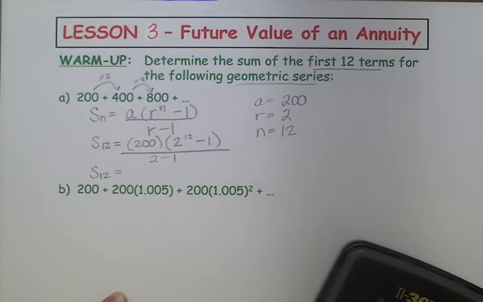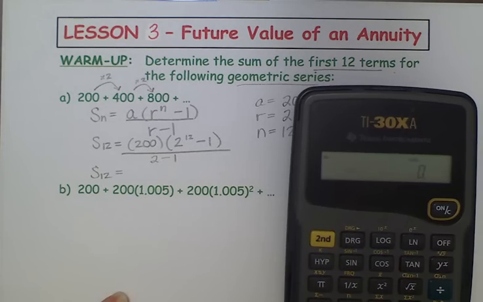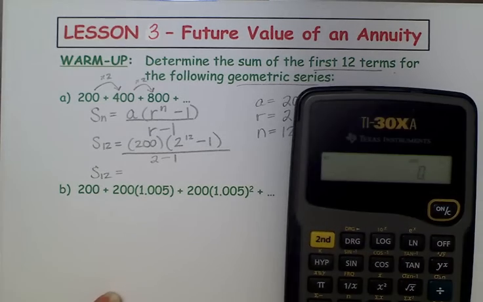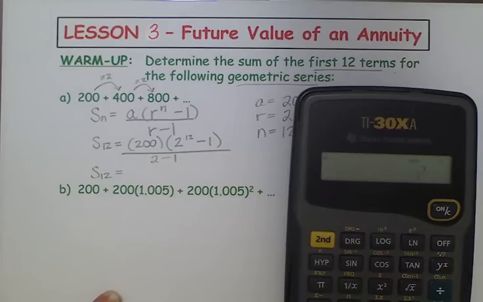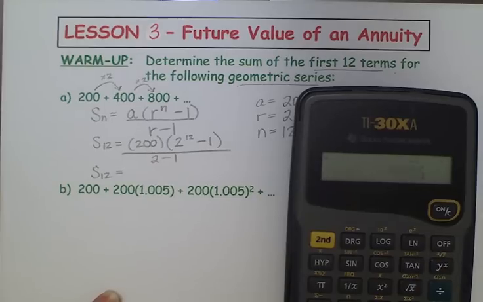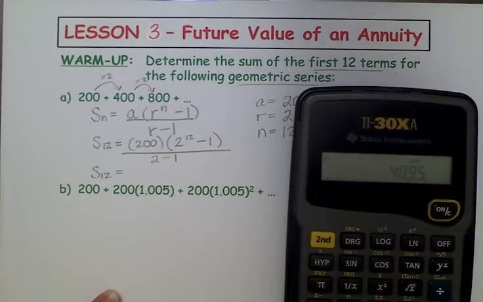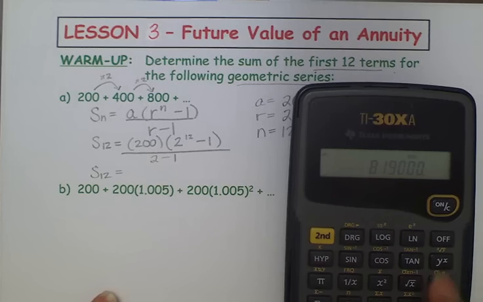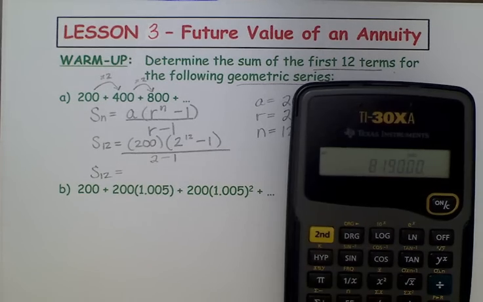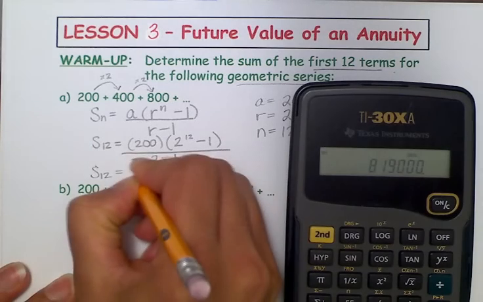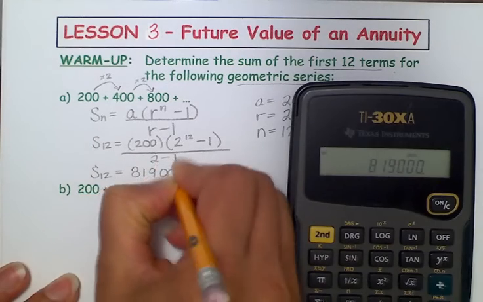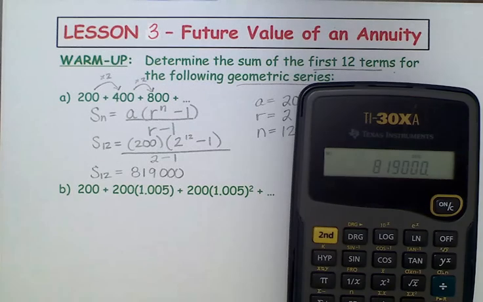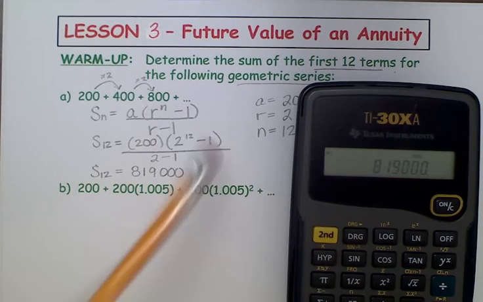And so I get 200 times bracket 2 to the exponent 12 minus 1 end bracket. And then that gives me an answer of 819,000. And then I'm going to divide this by 2 minus 1, which is just 1. And so I get 819,000 as the sum of the first 12 terms. And that makes sense because the numbers are going to get quite large as you keep doubling them.